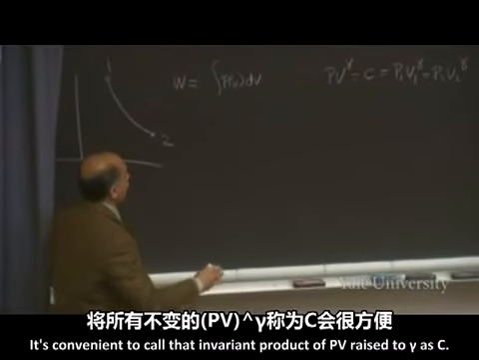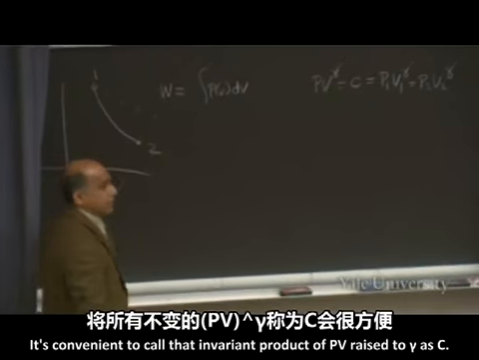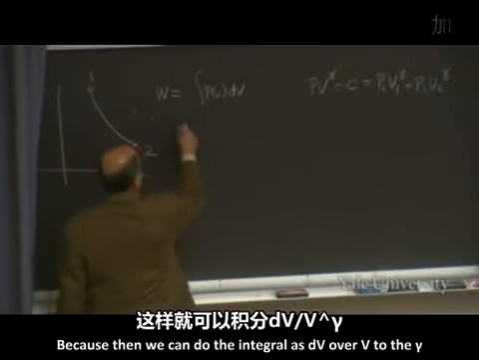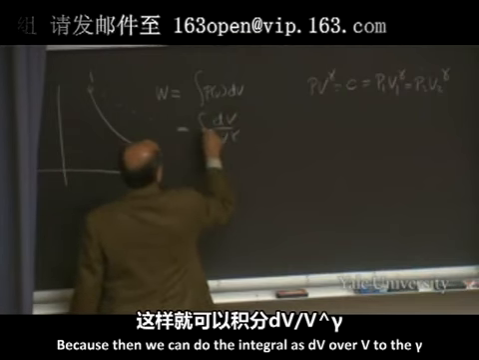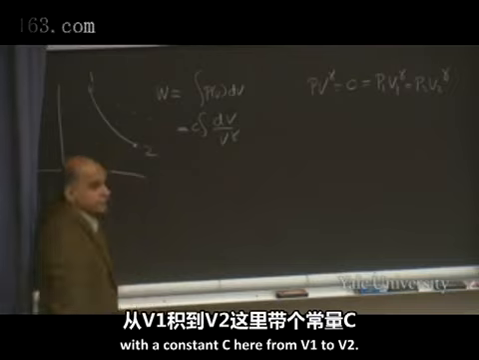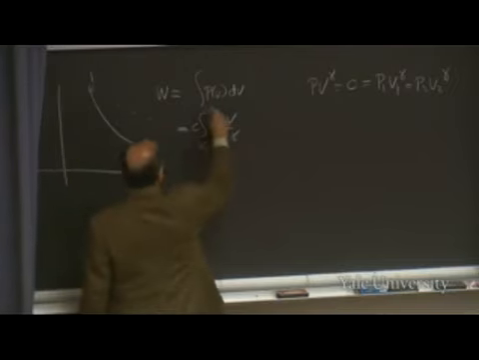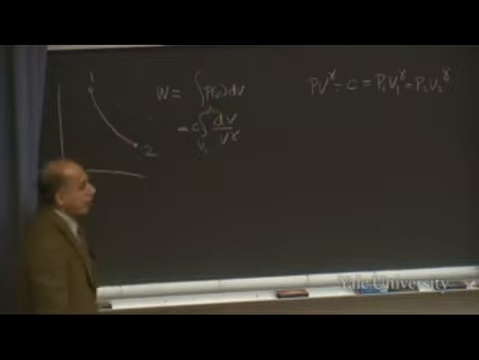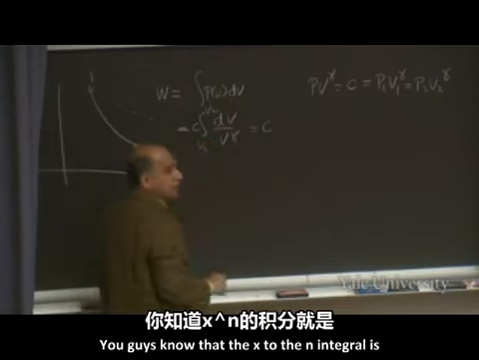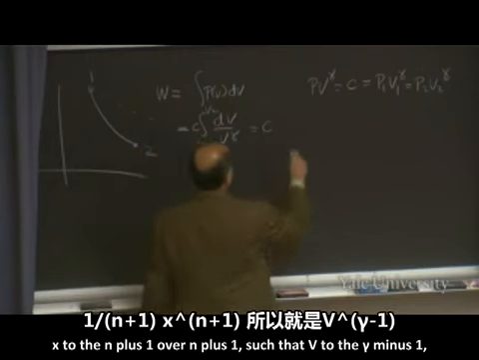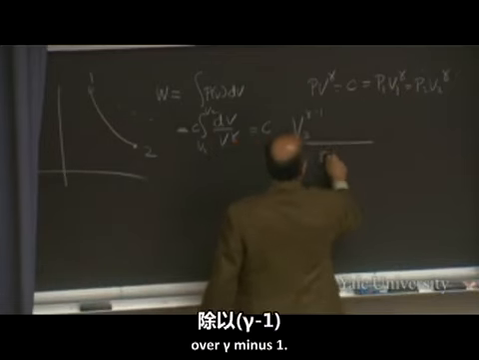It's convenient to call that invariant product of P V raised to gamma as C, because then we can do the integral as dV over V to the gamma with a constant C here, from V1 to V2. And this is a pretty simple integral. You guys know that the x to the n integral is x to the n plus 1 over n plus 1, so V to the gamma minus 1 over gamma minus 1.